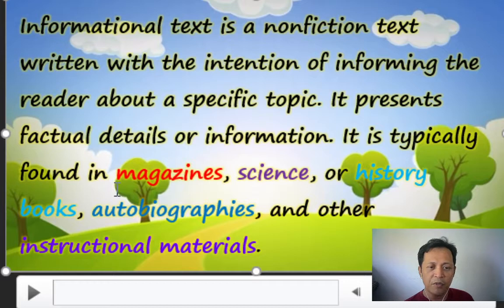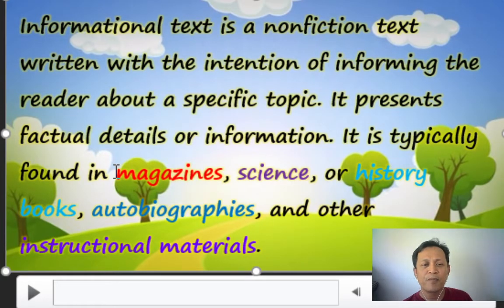In magazines, we have lifestyle magazines, science magazines, and other non-fiction magazines. As long as it is non-fiction, meaning it is based on reality and not based on imagination, it can be a source of informational text.